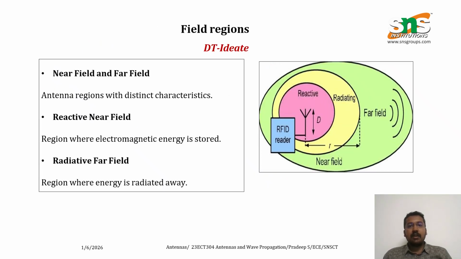The field regions of an antenna are given in this slide. Near field and far field are the antenna regions with distinct characteristics, where the reactive near field is the region where electromagnetic energy is stored. The region where energy is radiated away is the radiative far field.